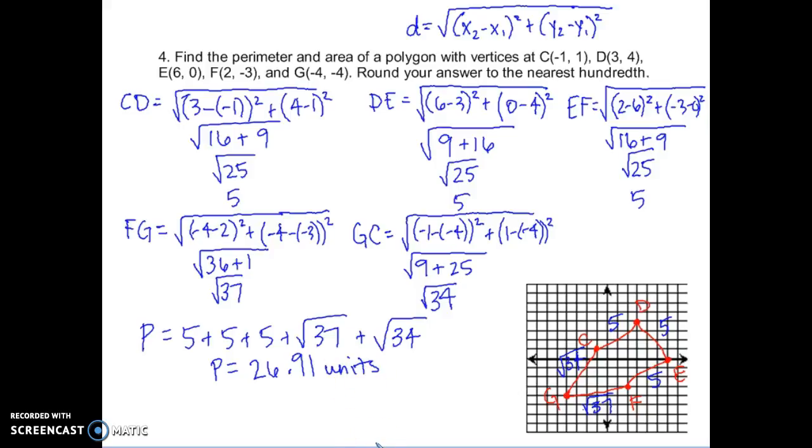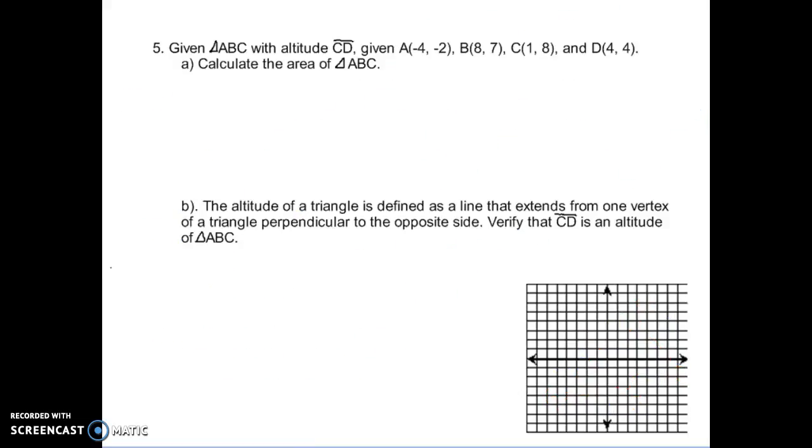Now I'll just erase this slide so I have room for the area. Now we're given triangle ABC with an altitude CE. Remember how altitude is the same as height. Alright, so I'm going to graph this triangle real quick. So I've got (-4, 2), (-4, -2).